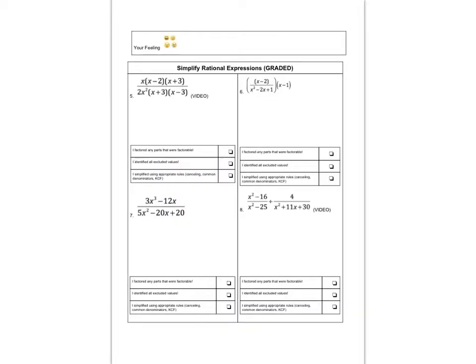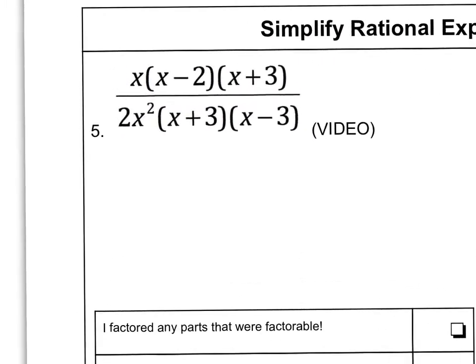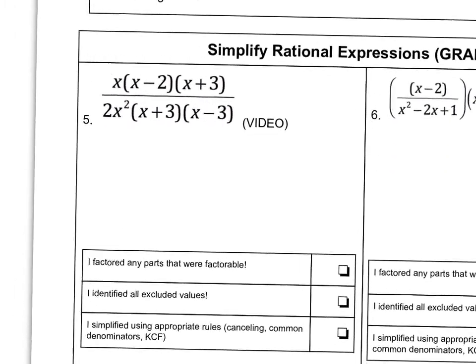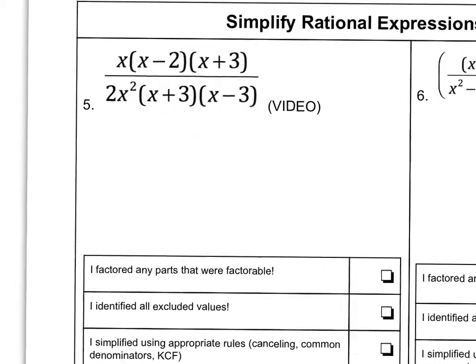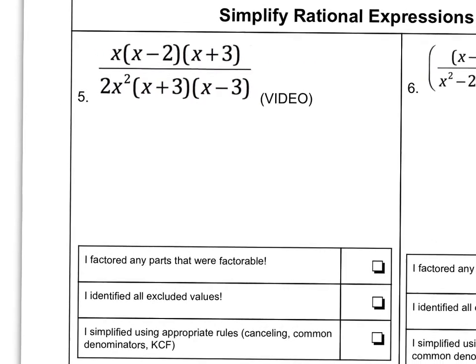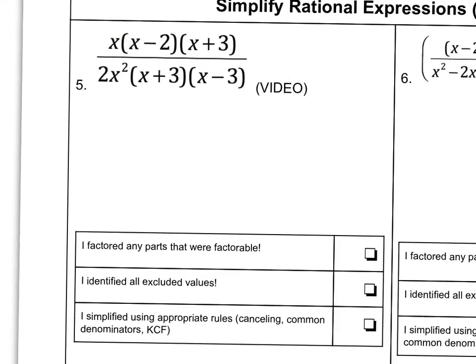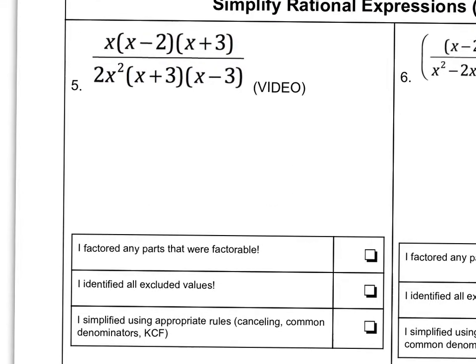Next up, we have to simplify some rational expressions. And in this section, we are talking all about the pattern that we do, which is to factor whenever possible, identify excluded values, and then either simplify or solve depending on what the problem calls for. And in here we're simplifying all these, and I gave you a nice handy-dandy checklist to help you figure out if you're on the right track.